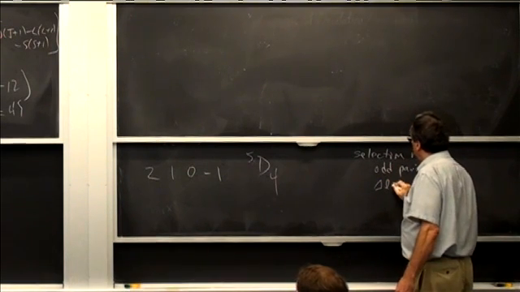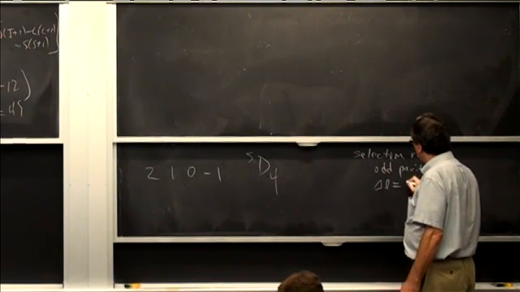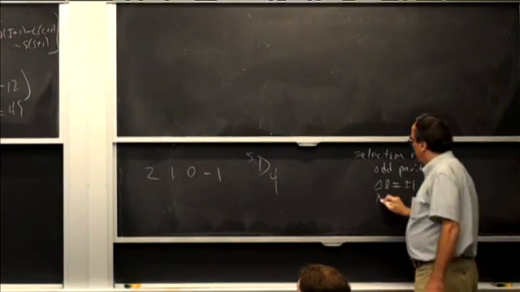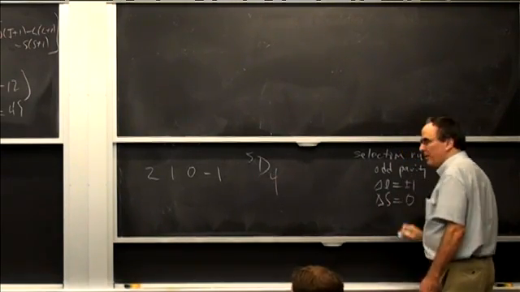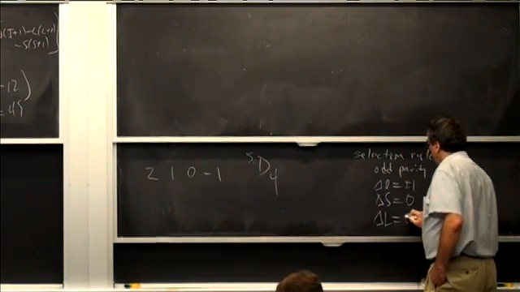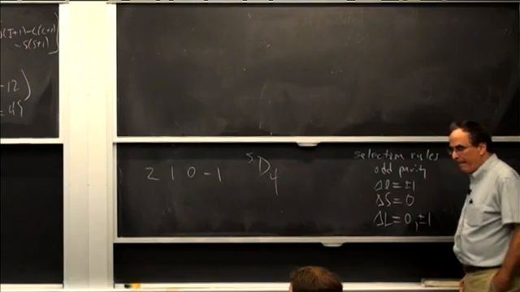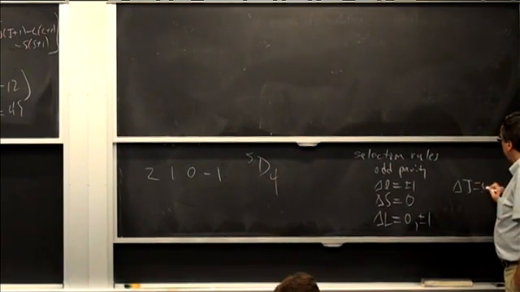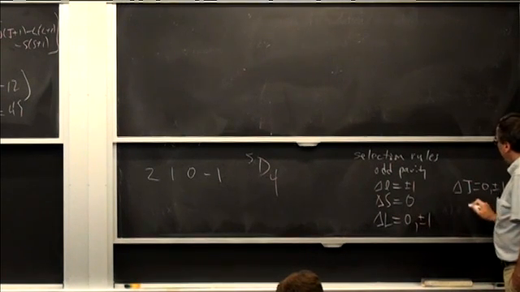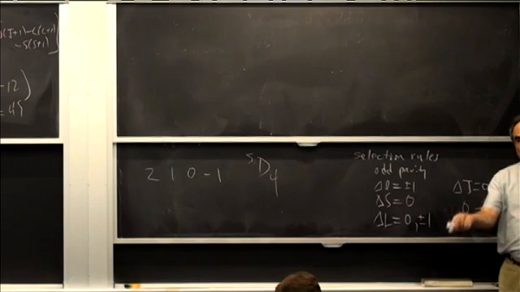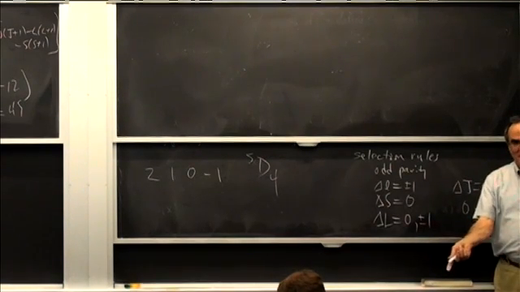Delta L equals plus or minus 1. Delta big S is equal to 0. Delta big L is 0 plus or minus 1. Delta J is 0 plus or minus 1. But 0 to 0 is forbidden, despite what is incorrectly stated in the notes.